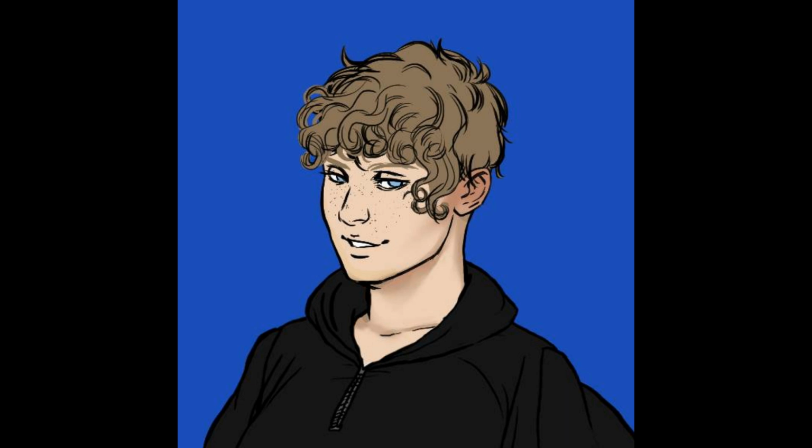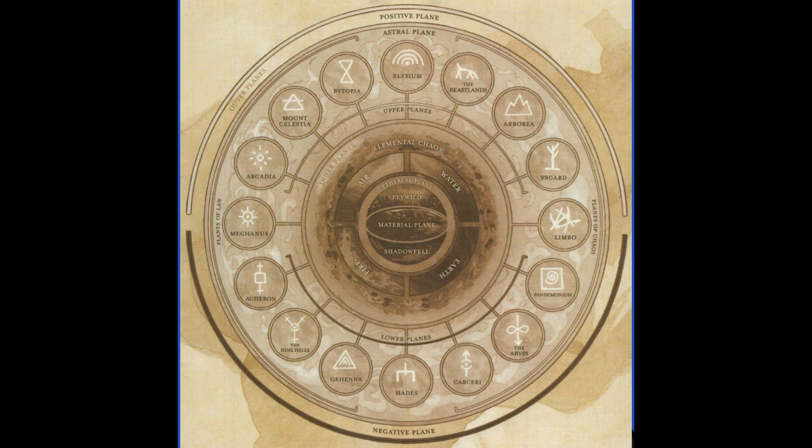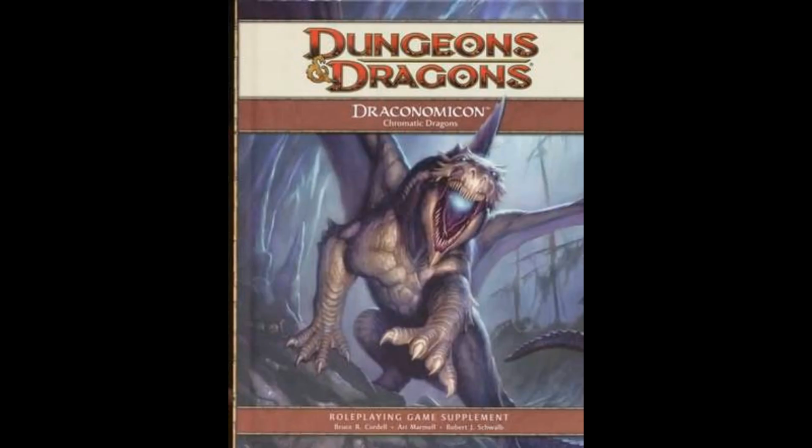4th edition's Pyroclastic Dragon is one of the planar dragons, a category of dragon which originate from planes other than the material plane. Specifically, the Pyroclastic dragons are in a subcategory called the elemental dragons from 4th edition, which are best described on page 191 of the Draconomicon Chromatic Dragons.